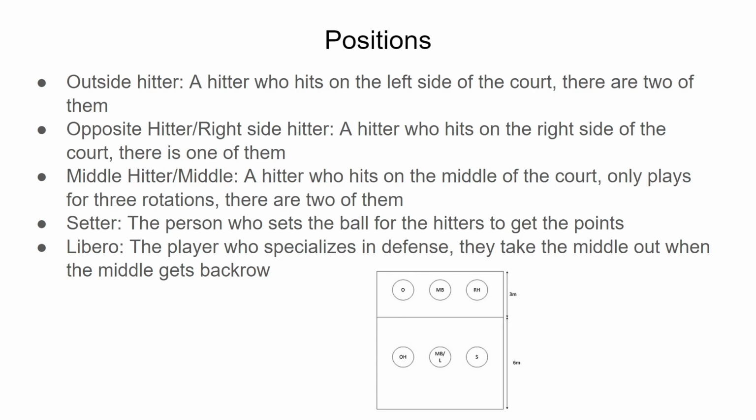So last but not least, we have the setter, and the setter is the person who sets the ball for the hitters so they can get the points. And the setter, when in the front row, is on the right side, and when in the back row, is also on the right side, just like the right side hitter. And when positions are on the court, they are opposite in rotation of the other position. For example, if the outside hitter is here, the other outside hitter starts here. So when this outside hitter comes back row, this outside hitter is front row. So there's never 2 of the same position in the front row or back row at the same time.